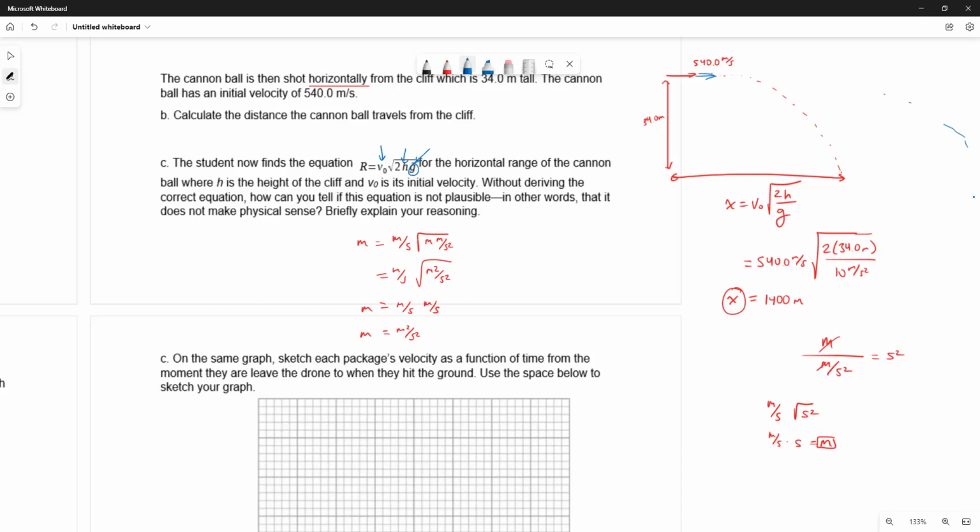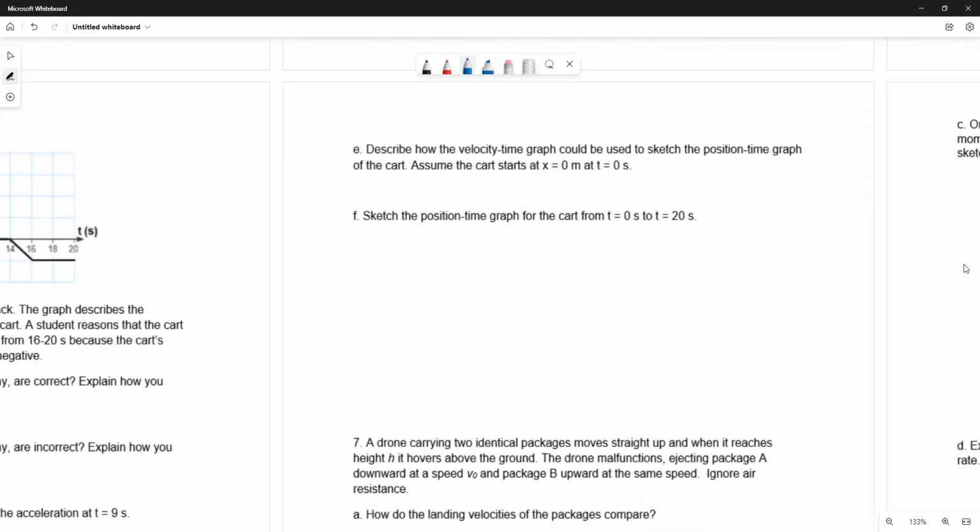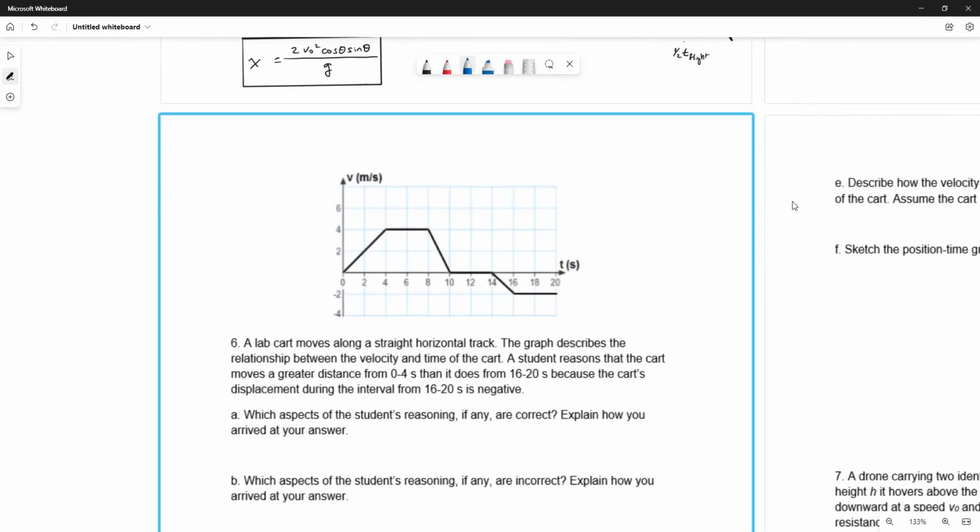So you can address this either way. You can talk about how as g increases, the range should decrease, because gravity is what's causing it to fall to the ground, and the time it's in the air is what lets us get further in range. So you can address this either way. Okay, that's that one.